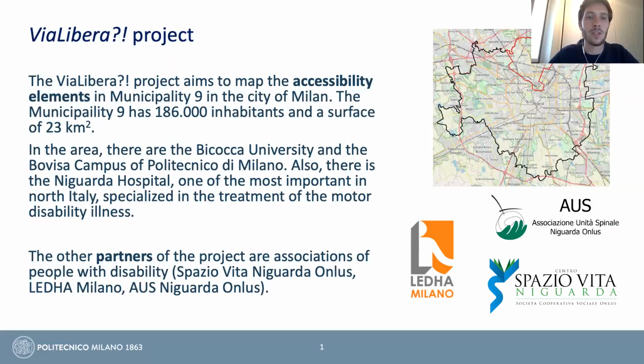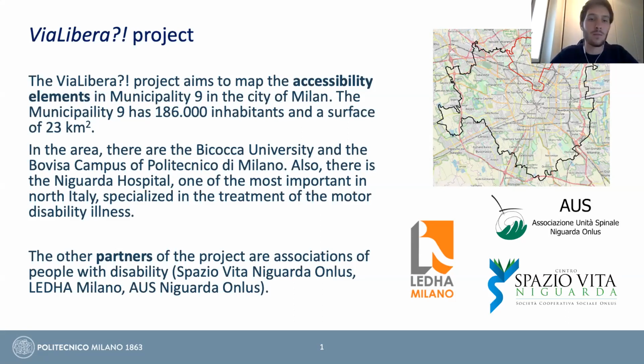This is a project in the city of Milano, in a particular municipality of the city, Municipality 9. Municipality 9 is one of the biggest in the city and has quite a big area. In the area, there are some particular areas of interest: the two university campuses, the Bicocca University and one campus of the Politecnico di Milano, the Bovisa campus. And also there is an important pole of interest for people with motor disability, the Niguarda Hospital, which is also one of the most important in North Italy.